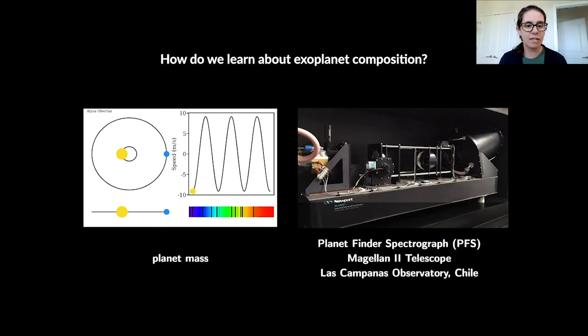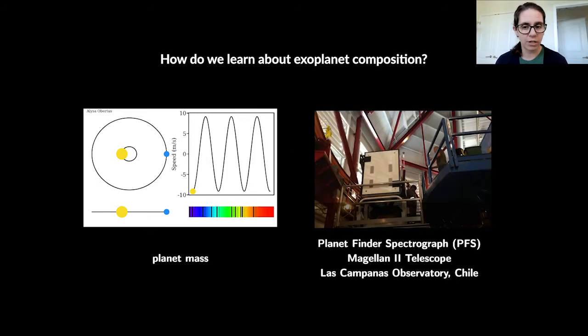As I said, we make these measurements from the ground, in particular using this fantastic instrument built by Carnegie scientists called the Planet Finder Spectrograph, or PFS. We mount this instrument on the Magellan II telescope at Las Campanas Observatory in Chile.